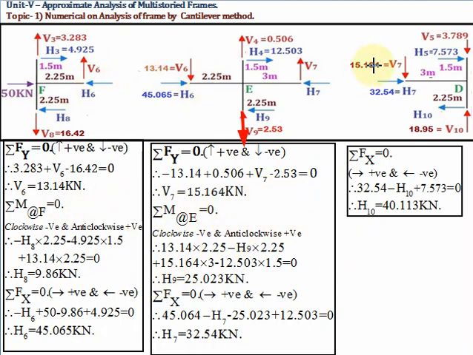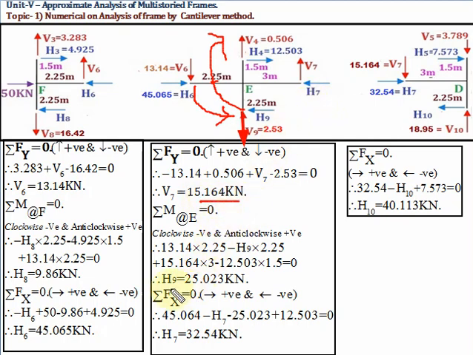Now we'll apply the second equilibrium equation. What is the second equilibrium equation? That is summation of moment at joint E equal to 0. So 13.14, how is it acting? Anti-clockwise direction, so plus. What is the distance? 2.25. And H9, how is H9 acting? It is acting in clockwise direction, so minus. What is the distance? 2.25.